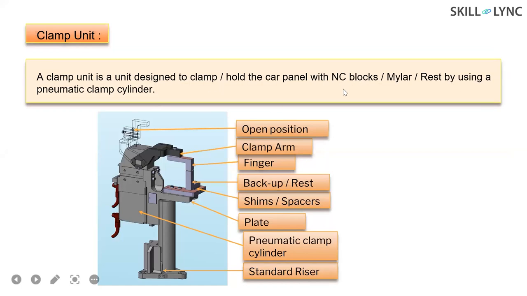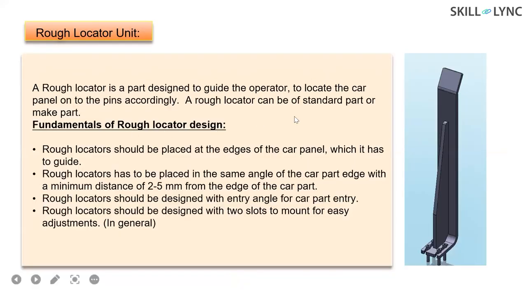Next one, clamp unit. Clamp unit is used to hold the component, right? So what are the considerations for a clamp? It needs to hold the component firmly, but it should not damage the component. If it is holding very tight, what will happen? There's a possibility of the panel getting deformed. It can give a dent or it can create wear and tear to the particular component. So that should not happen.